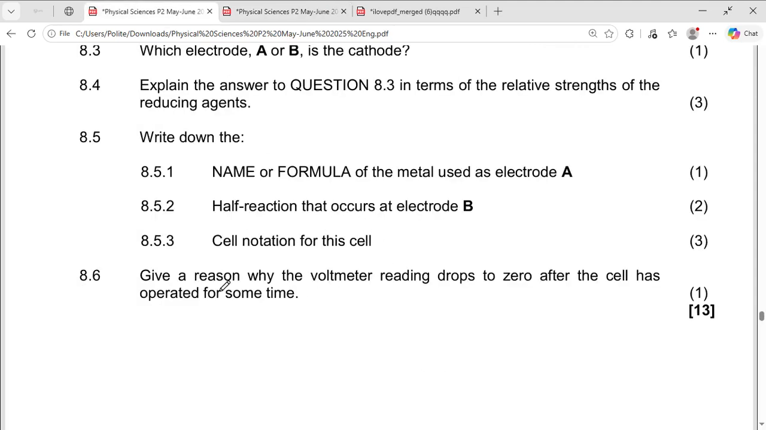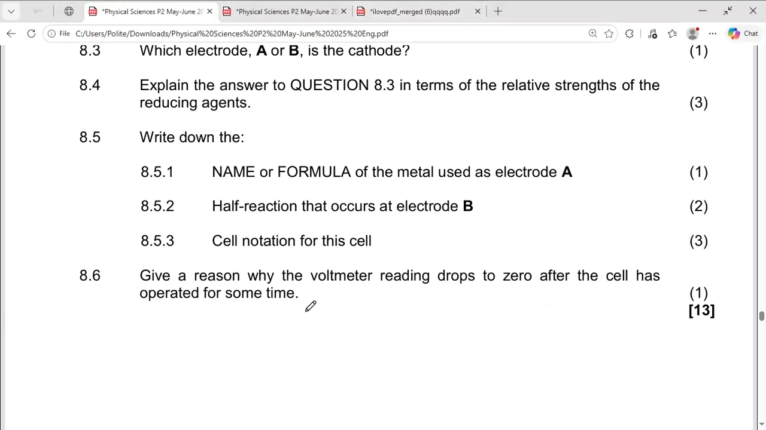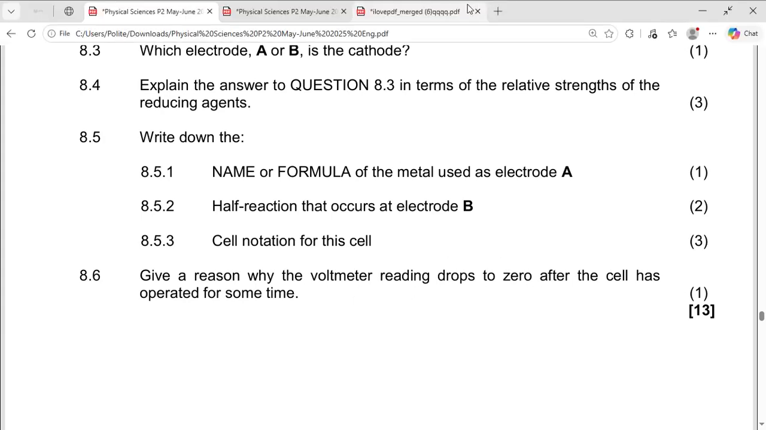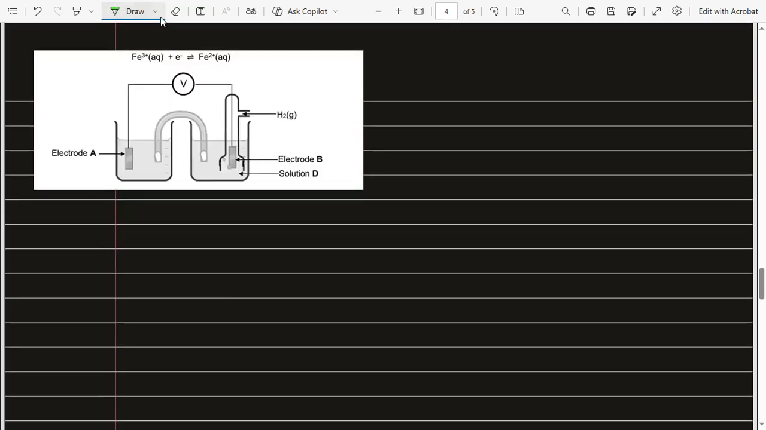Okay, so now on 8.6, they say, give a reason why the voltmeter reading drops to 0 after the cell has operated for some time. And they want us to answer that question for 1 mark. To answer this, ladies and gents, you need to understand what happens while the cell operates.